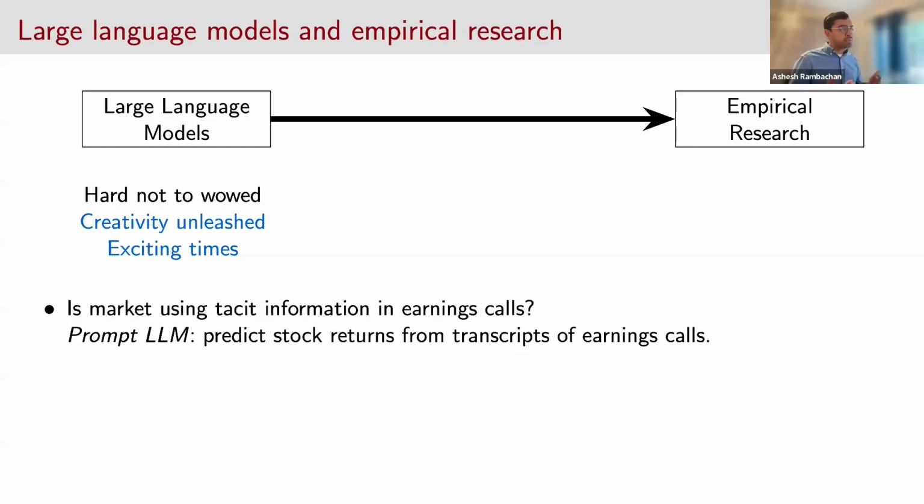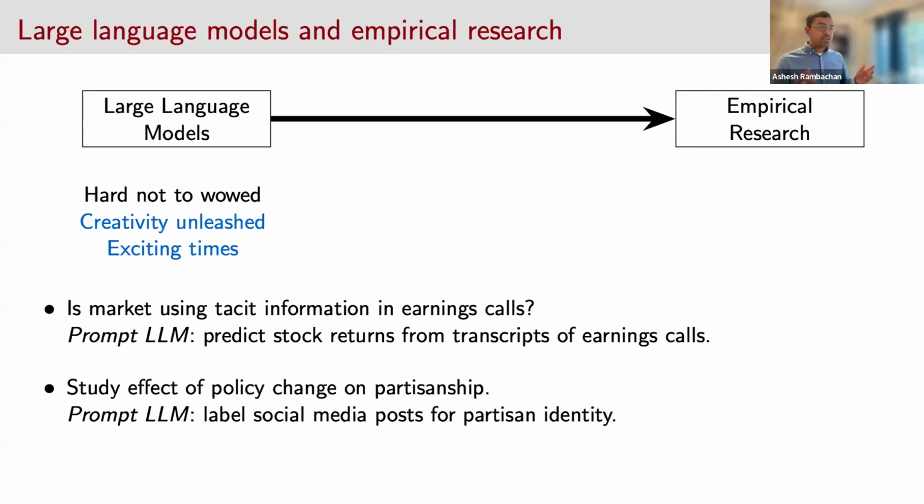Just to give you a few examples, what is a question that would now be very straightforward to tackle? In finance, we might want to ask, is the market using tacit information to price equities after earnings calls? Now we might answer this question by just prompting a large language model to try to predict stock returns from transcripts based on these earnings calls. In political economy, we might be interested in understanding the effect of some local policy change on partisanship. Well, now it might be very straightforward to collect a large data set of social media posts, prompt a large language model to label those posts for partisan identity, and then stick that measure into a diff-in-diff or an IV style regression.